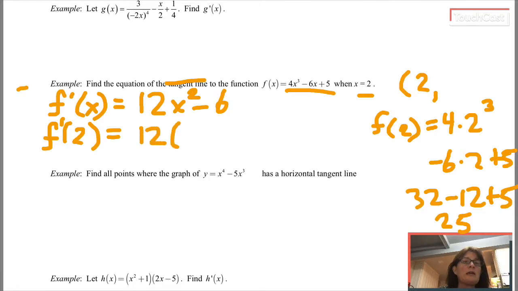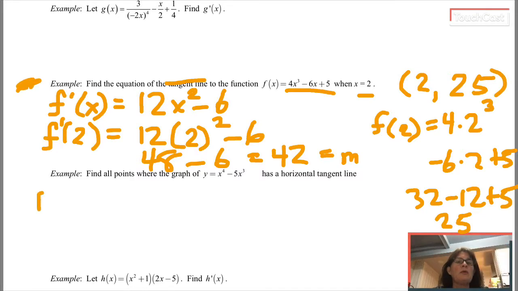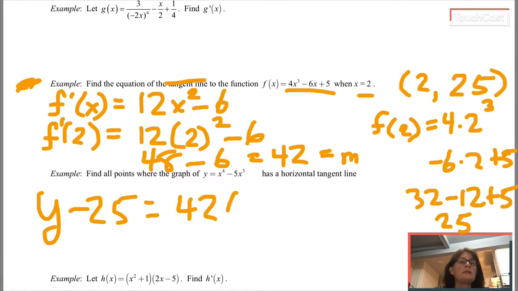It's going to be 12 times 2 squared minus 6. I'm just going to use the order of operations in the correct way. So I'm going to square 2 to get 4. 12 times 4 is 48. Minus 6 is 42. This is my slope. And my ordered pair was 2, 25. So my answer for this example: y minus 25 equals 42 times the quantity x minus 2.